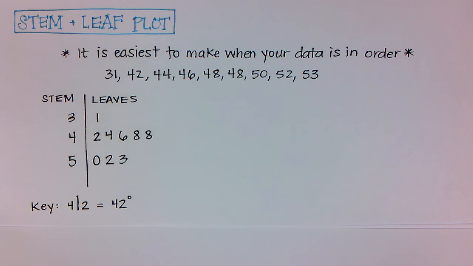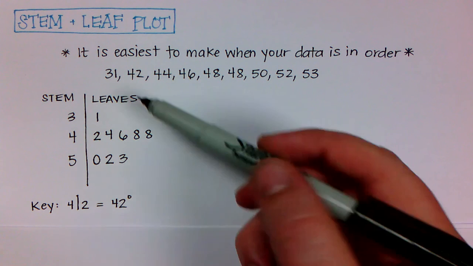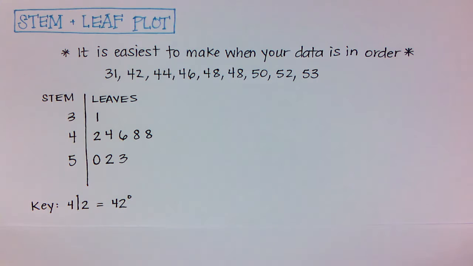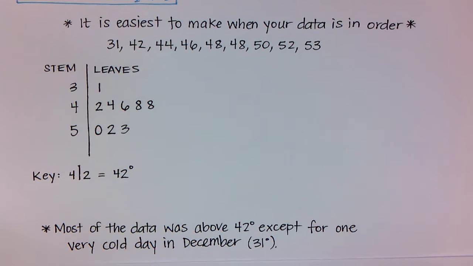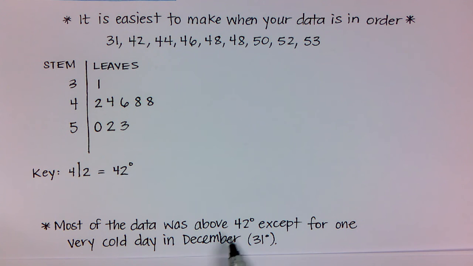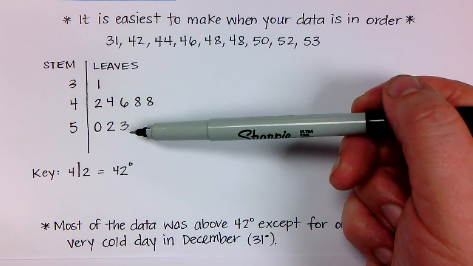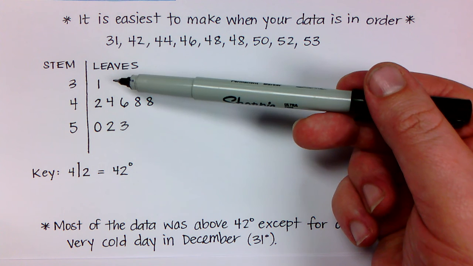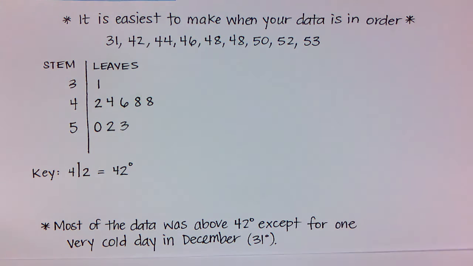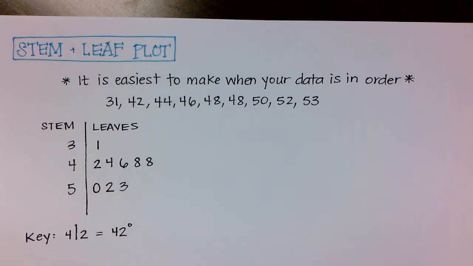So the reason why it's kind of nice to have your data represented this way is I can look, where do I see a lot of the values? And so what I would say is that most of the data, based on the stem and leaf plot, was above 42 degrees, right? Look at all of these that are above 42 degrees, except for that one very cold day in December that was at 31. All right, so this is just another way to interpret your data. So let's move on to our next way of representing data.